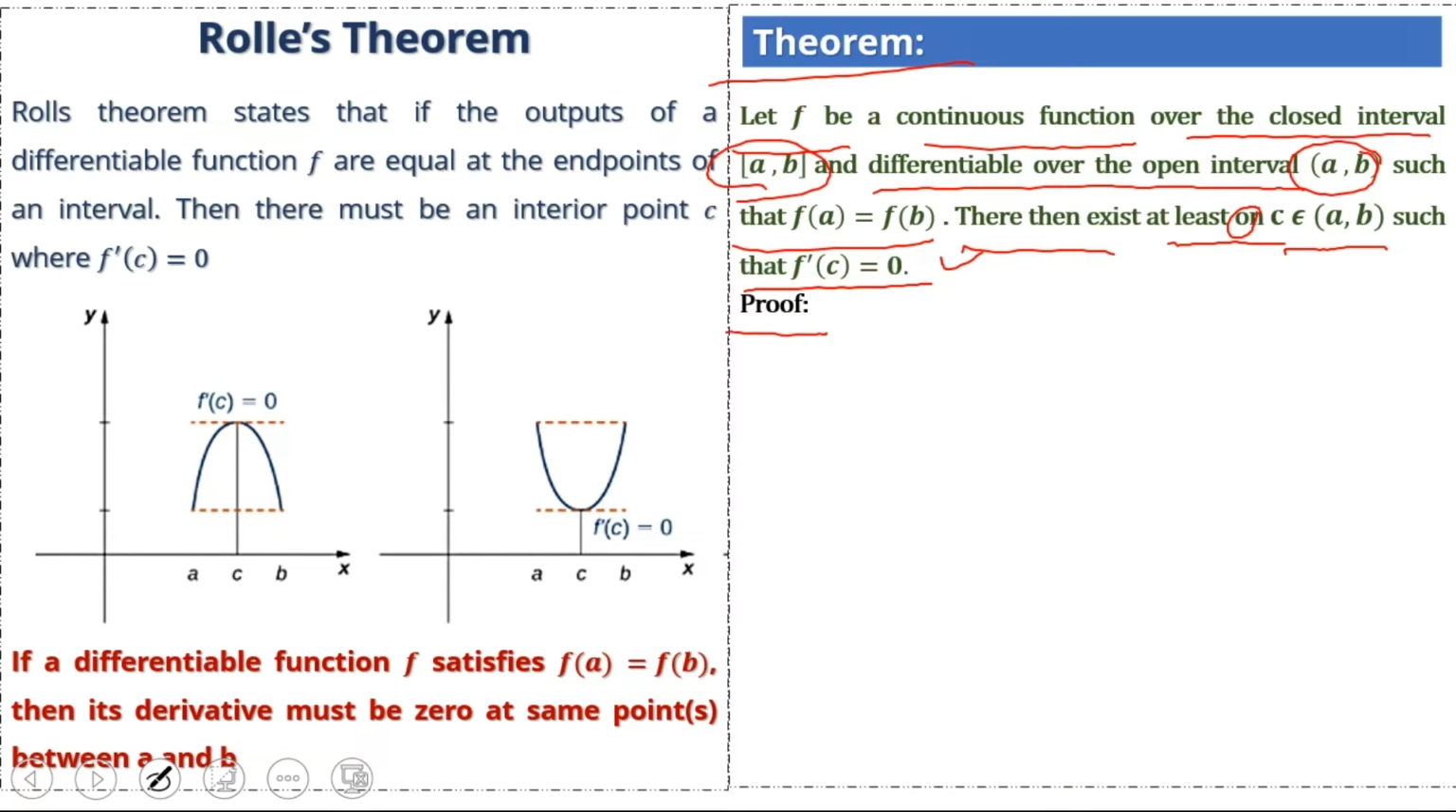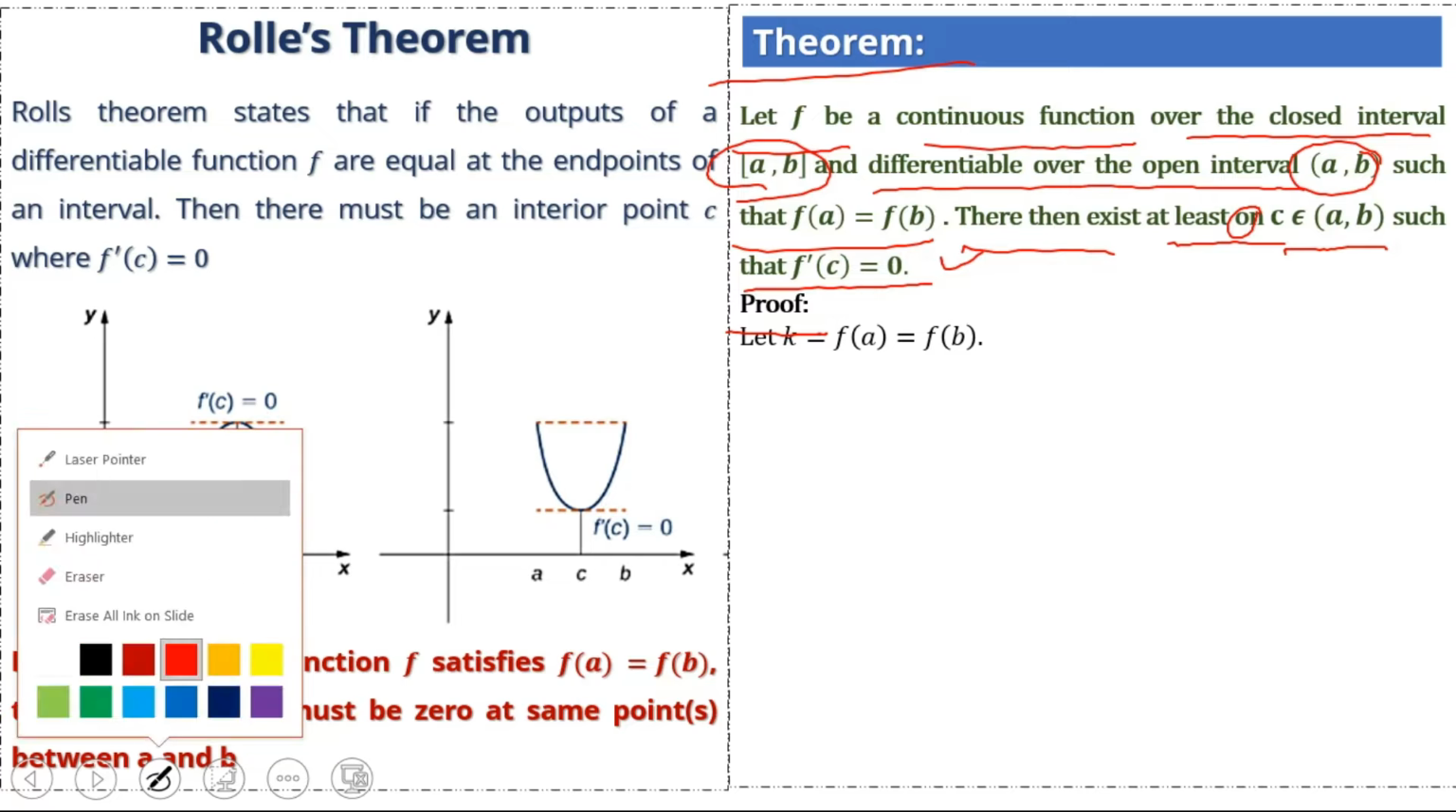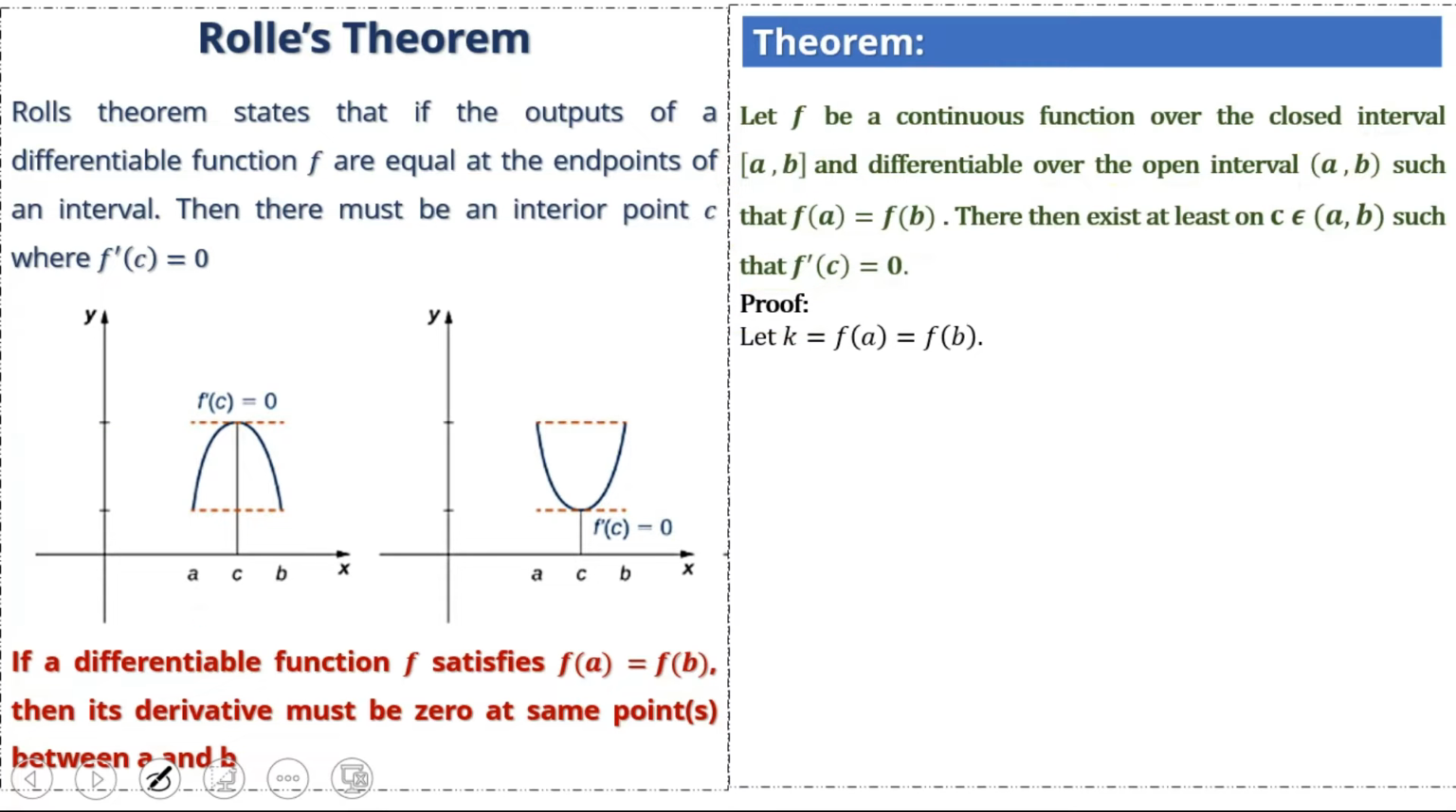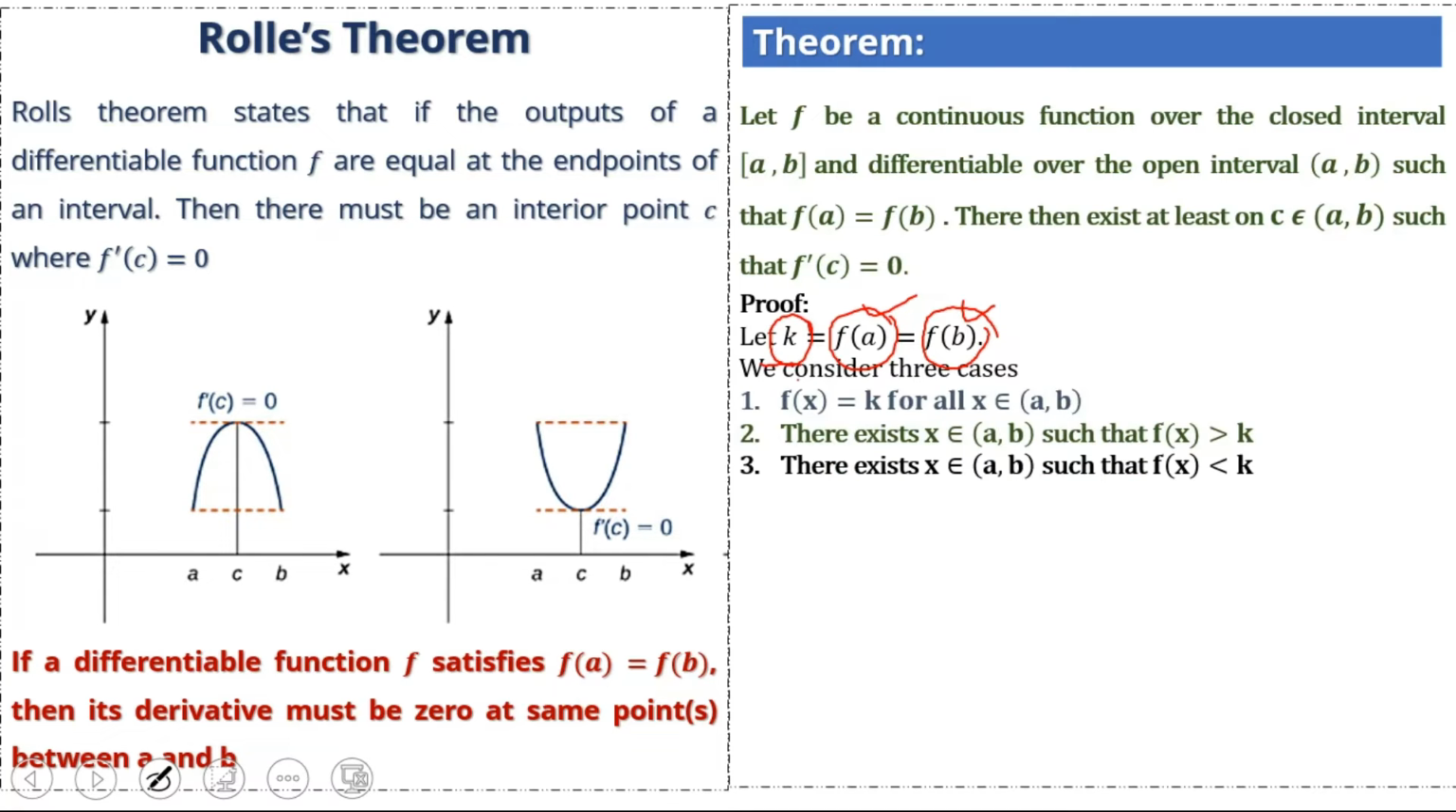Proof of the theorem. First we consider let k be equal to f of a and f of b. This means the value of the function at a and b is the same, that is, we take some constant k. Okay, so we consider here three cases.